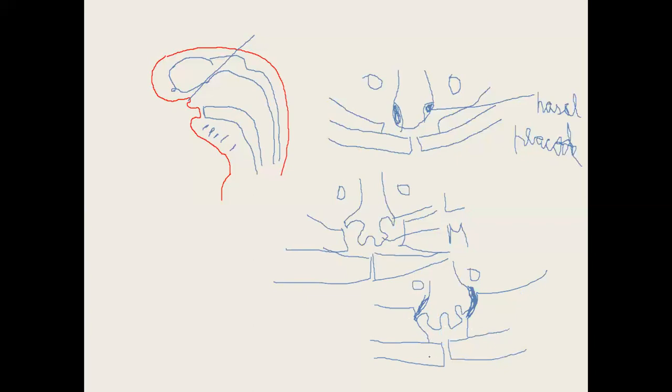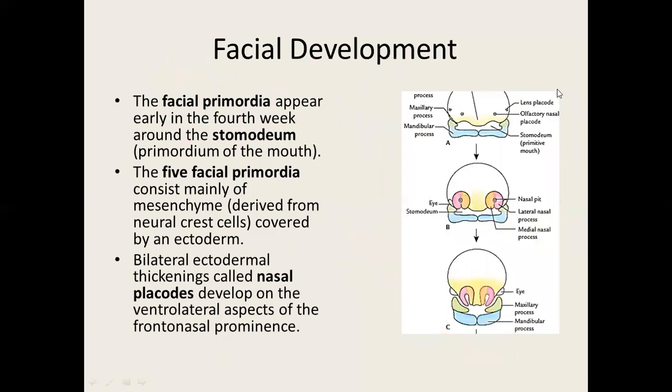The mandibular prominence will form the lower jaw and the lower lip. So now, with this brief review, I will start my class. The facial primordia, I told you, appear in the 4th week around this stomodeum. This one is the stomodeum.